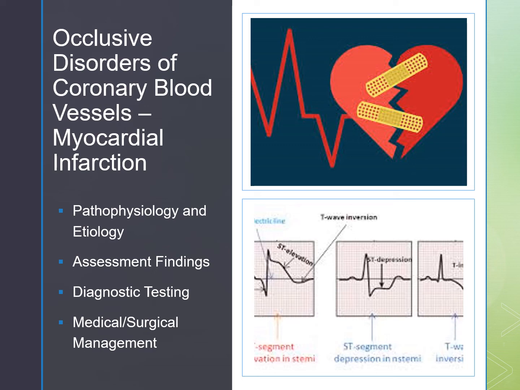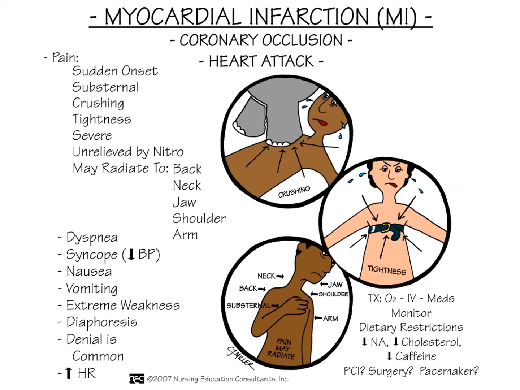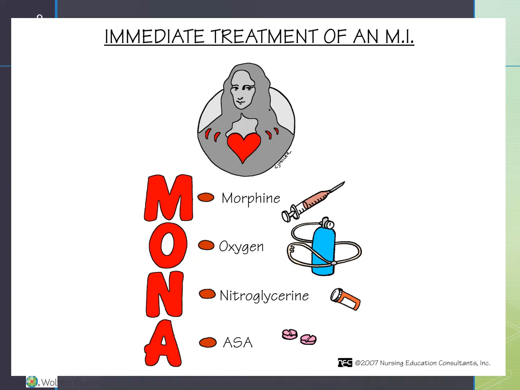And then these clients may be instructed to undergo cardiac rehabilitation, which is a medically supervised program that combines exercise and educational activities to help speed their recovery and reduce or prevent recurring episodes. MONA is the acronym that you need to remember in treatment of someone that comes in with chest pain.